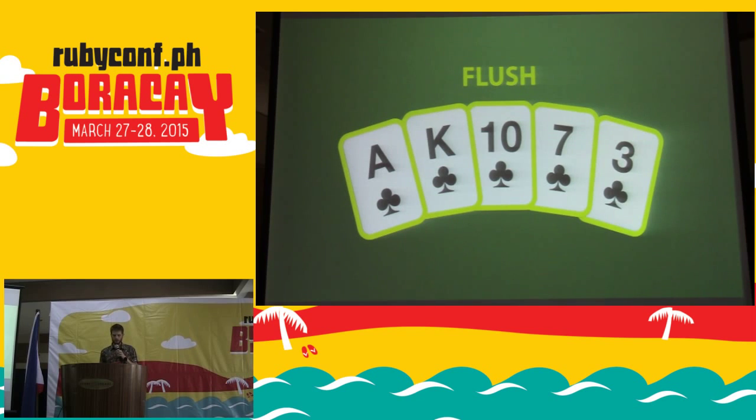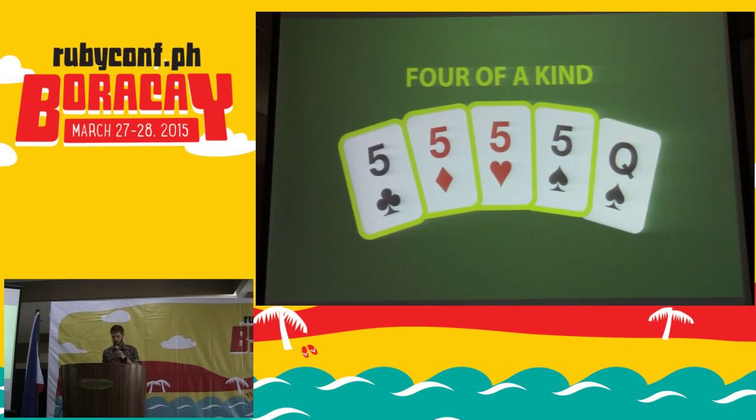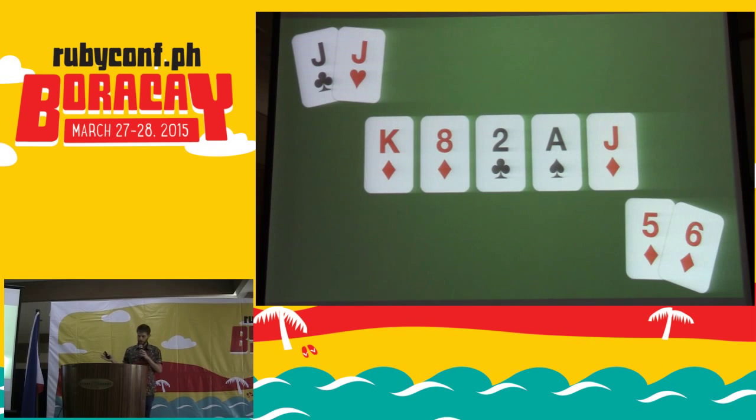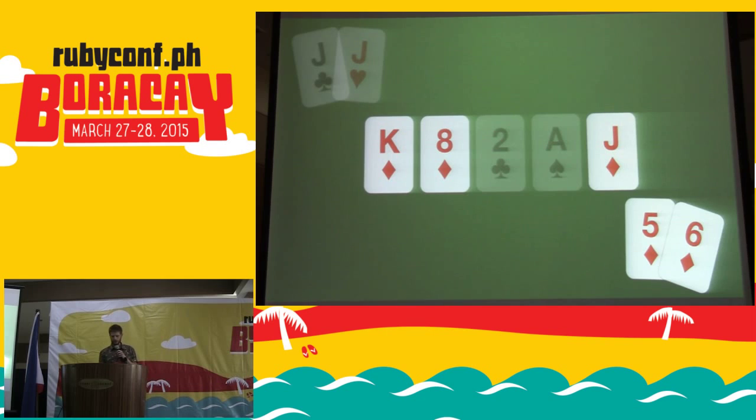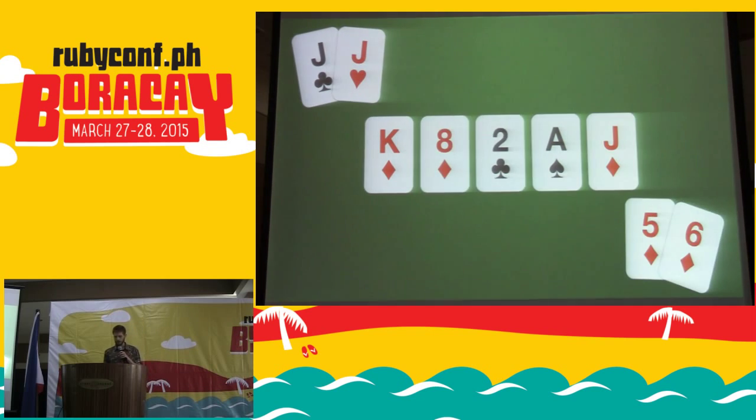Flush, which is all 5 cards of the same suit. Full house, which is 3 of a kind plus another pair. 4 of a kind, and a straight flush, which is the strongest hand, which is all 5 cards in order and of the same suit. So back to our case, the first player has a flush, right? 5 cards of the same suit. He has 5 diamonds in this case. And player number 2 has 3 of a kind, with the 2 jacks in his hand, plus the jack on the board. So in our case, player 1 would win.